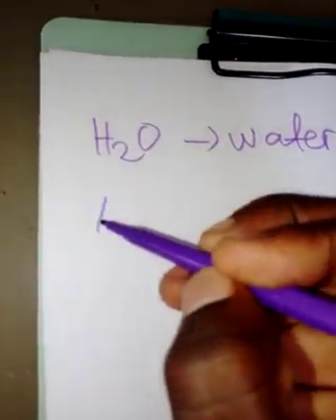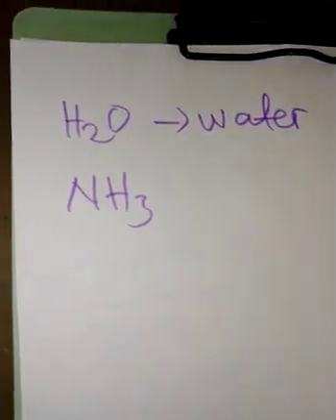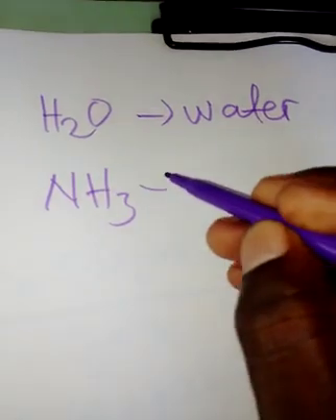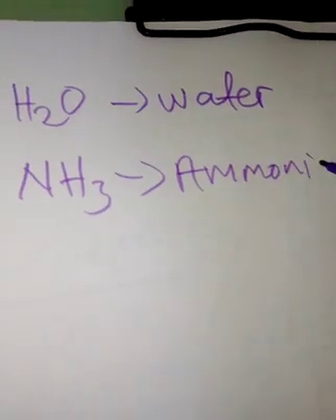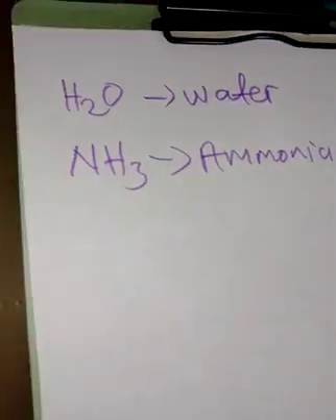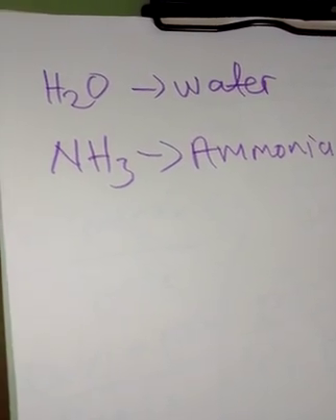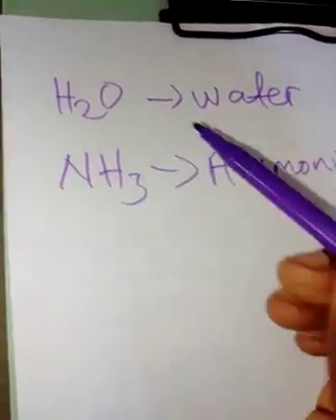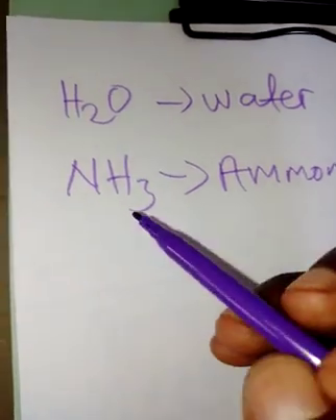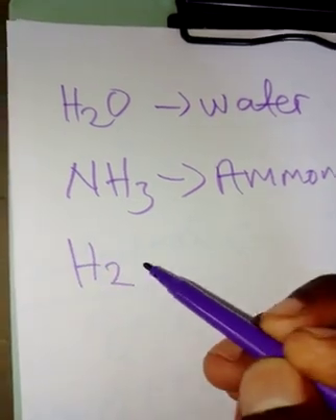What about this one? NH3. So NH3, we know this is what? This is ammonia, right? That's ammonia. So that's its common name. But the systematic name, that's nitrogen trihydride. Nitrogen trihydride from hydrogen. Okay.